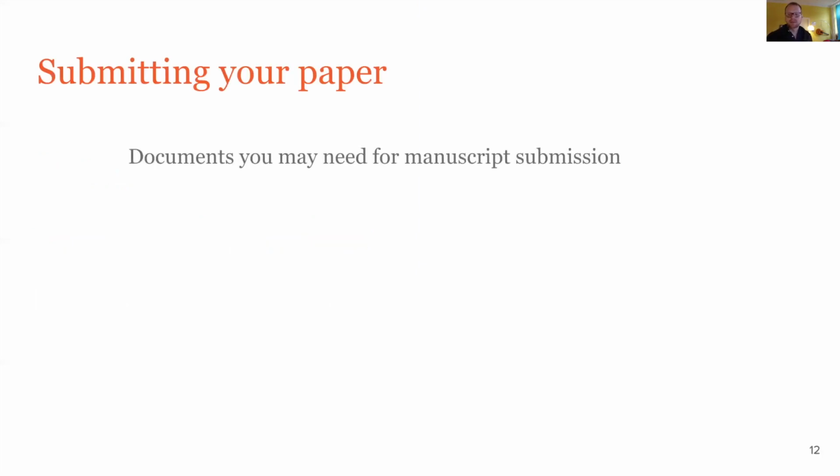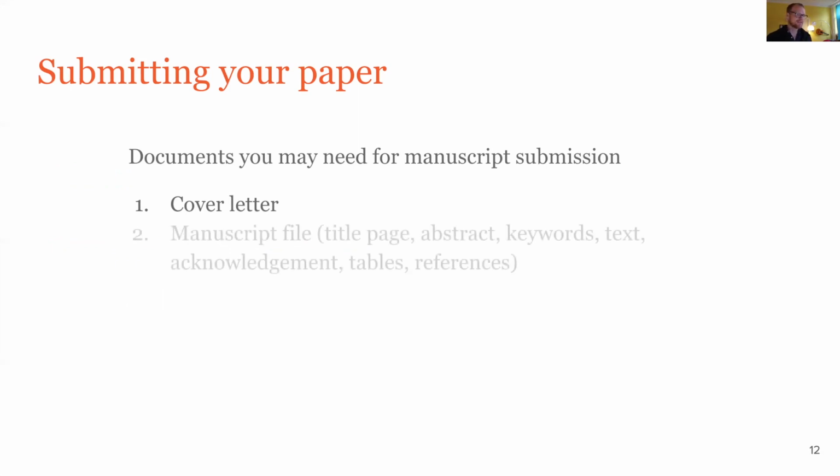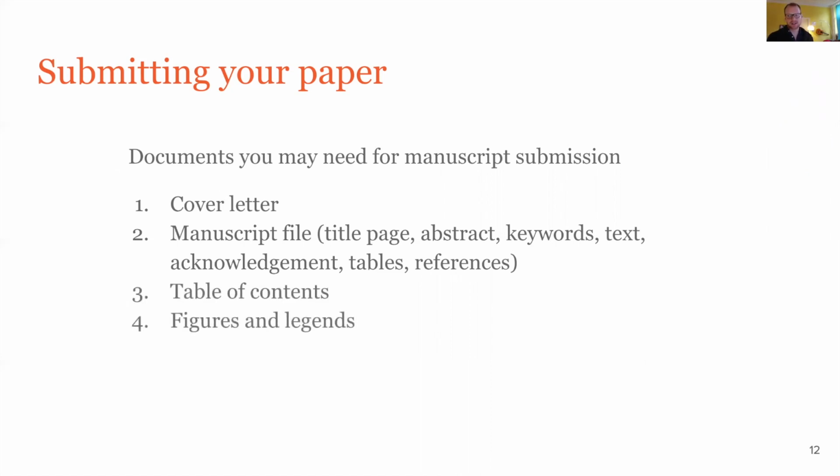When you are submitting a paper to a journal, you may need a lot of different documents for that manuscript submission. So you're going to need more than what you'll provide for us today or during this course. In a peer review process, you will generally be required to supply a cover letter, the manuscript file, including a title page, an abstract, keywords, text, all of the text of the file, acknowledgements, tables, references, table of contents, and figures and legends are often supplied separately. You may or may not be required to provide that table of contents.